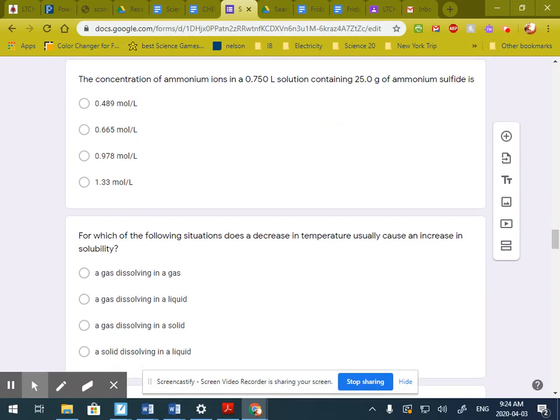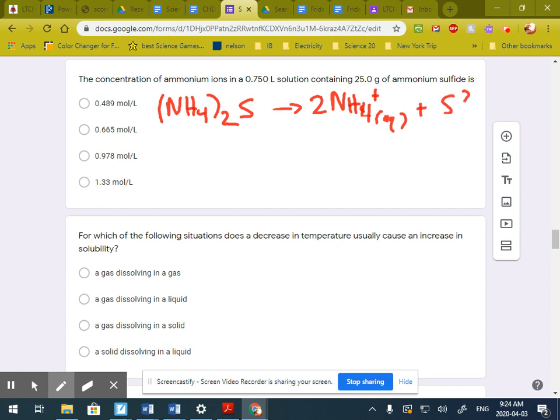Okay, the concentration of ammonium ions. All right, this is a very challenging problem, and I made it a bonus question. Ammonium sulfide looks like this. Some people didn't write it correctly to start with. Ammonium is +1 and sulfide is 2 negative. When that dissociates, we're going to get 2 ammonium ions and a sulfide ion. Now, it wants us to eventually find the concentration of ammonium ions, but it gives us mass of ammonium sulfide, and it also gives us volume.